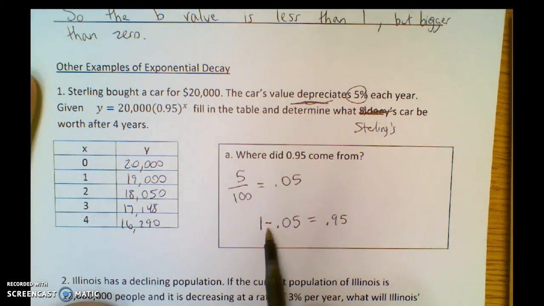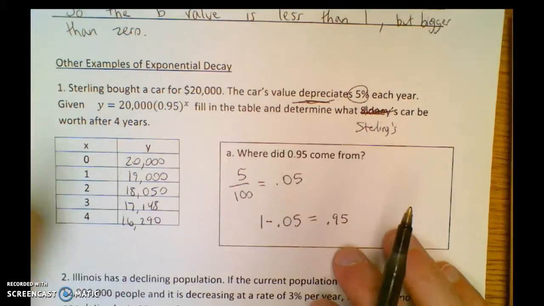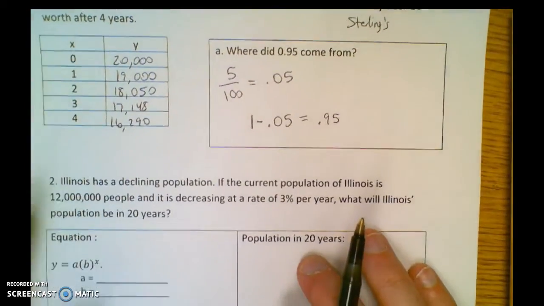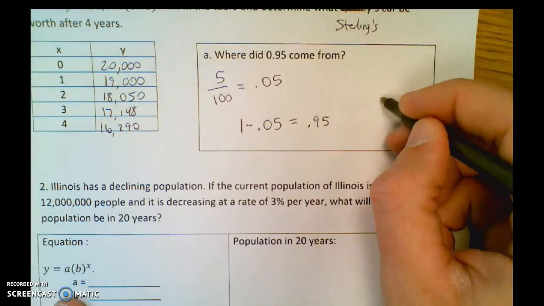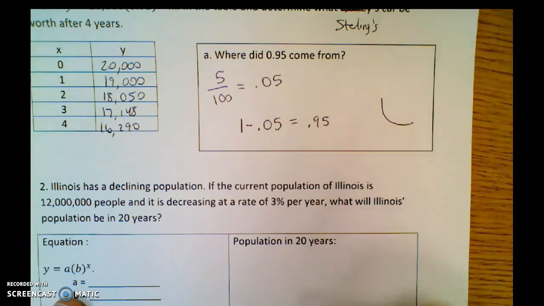So the only difference is, instead of adding 1, you're subtracting the decimal from 1. That's the big difference with these problems. And that's what leads to the graph to decay and look like that, as opposed to what we were used to before.